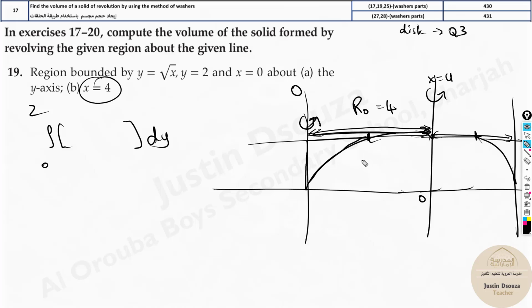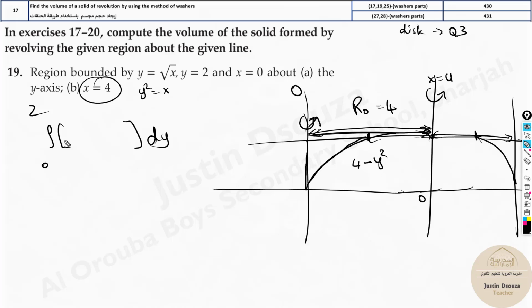Now, what about the inner radius? It's 4 minus this equation. What is that equation exactly? Here you cannot write in terms of x. I can't write root x. Why? Because we are doing it with respect to y, so we need to change this. Square both sides: y square is equal to x. So x is equal to y square. So I should write 4 minus y square.